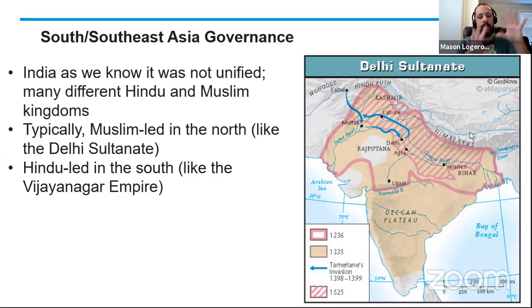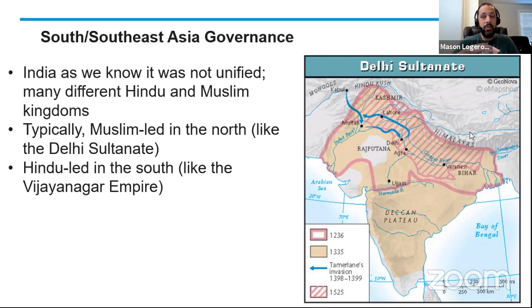Now, of course, that happens because of the partition of India that we talked about last week. So there's a lot of other factors that go into that, of course. But like I said, typically speaking, Muslims are still the minority religion in South Asia. But the majority of Muslims you do see in the northern empire. But that doesn't mean that there are no Muslims in the southern part of South Asia, because there certainly are.